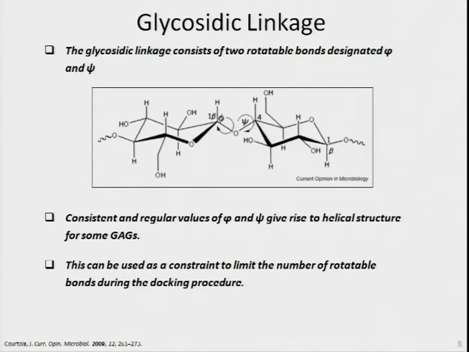Okay, so between the monosaccharide units, there is a glycosidic linkage. We talked a little bit about this in the last lecture. This is the reducing end with the number 1 carbon. And I've just shown here 2 general monosaccharides. These are not GAGs necessarily. There's no uronic acid here or anything. But this just highlights the fact that the glycosidic linkage is made up of 2 rotatable bonds, and these are designated phi and psi.